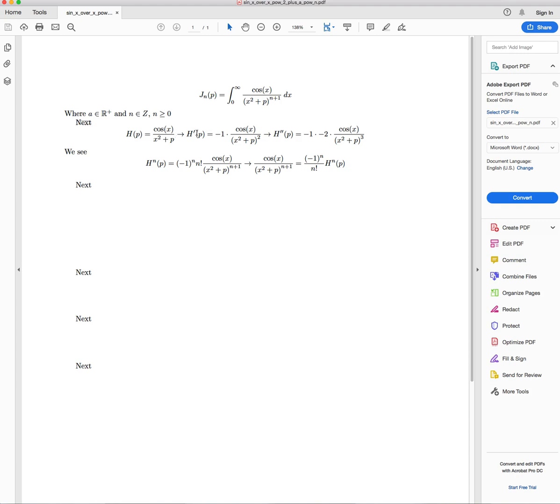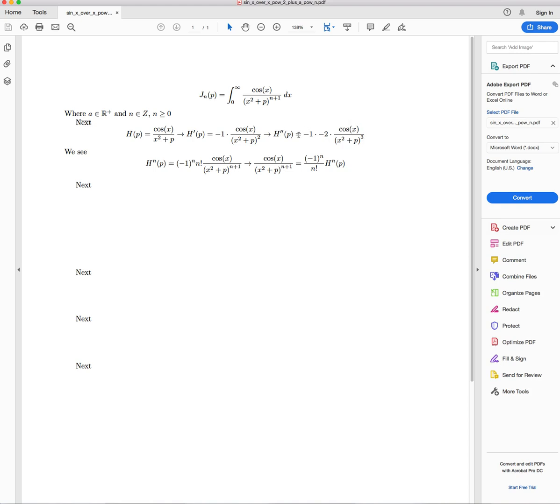If I take the derivative with respect to p, now remember, all the x parts are just constant. We have -1, so remember it's just -1 over (p plus x squared) to the power of 2. And then if I take the second derivative, I have -1 times -2 cos of x over (x squared plus p) cubed. So remember, we are taking the derivative with respect to p.